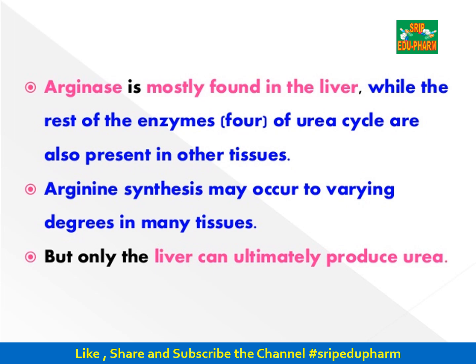Arginase is mostly found in the liver, while the other four enzymes of the urea cycle are also present in other tissues. Okay, next, arginine synthesis may occur to varying degrees in many tissues. The next point is, but only the liver can ultimately produce urea.